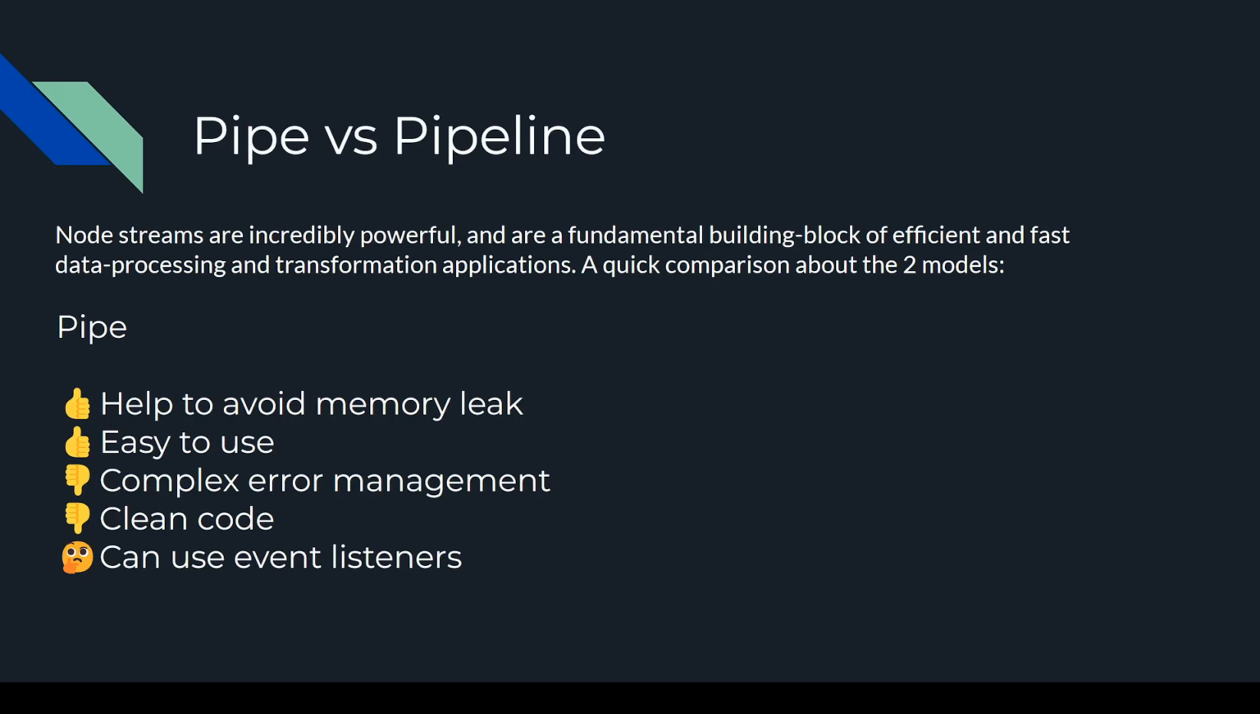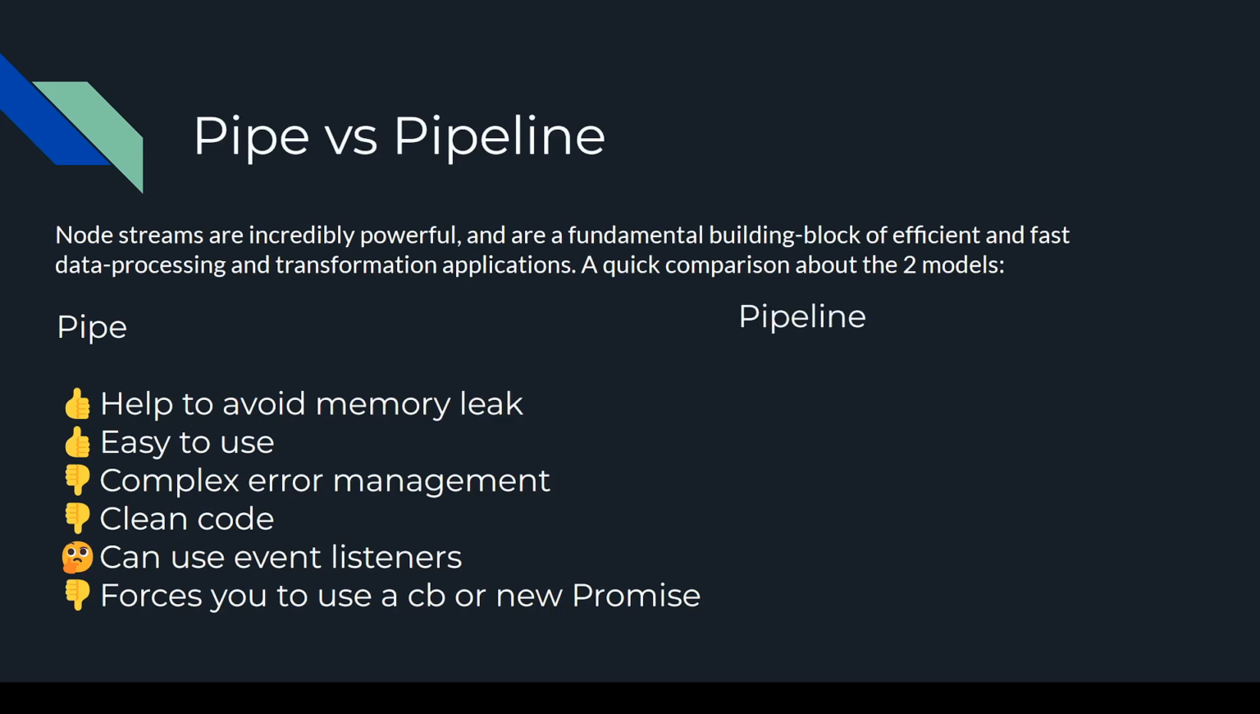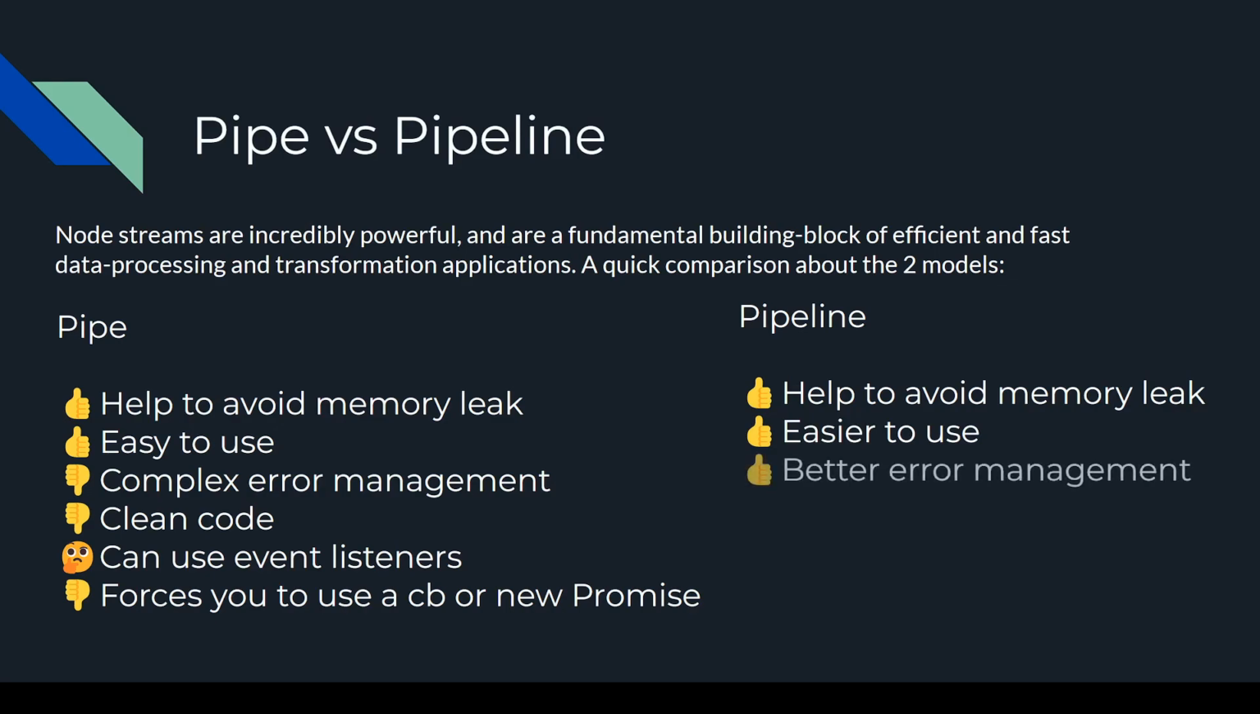You can use event listeners, and this will depend on the use case of pipe. For me, I left that without a pro or a con. It's somehow in the middle. It depends on your case. It forces you definitely to use either a callback or a promise, so you cannot use async await on it. On the other hand, pipeline helps as well to avoid memory leaks. Easier to use compared to pipe, better error management, cleaner code as well, and you can use event listeners.